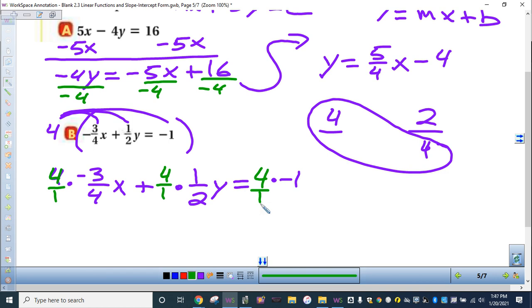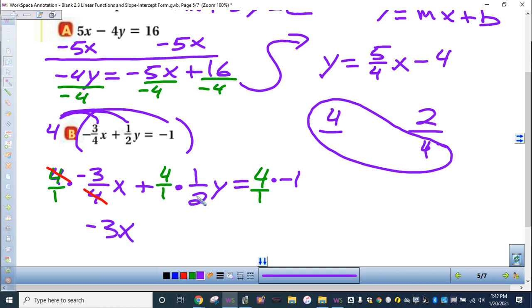I could multiply right here. 4 times negative 3 is negative 12. Divided by 4 is negative 3. Easier, in my opinion, is to do this. So if we just cross off those 4's, because 4 divided by 4 is 1, right? Then we have negative 3x left.